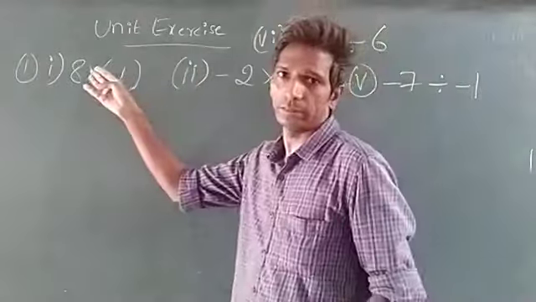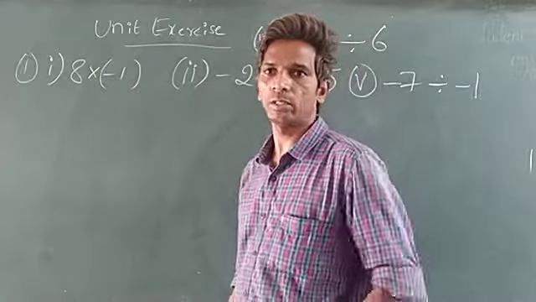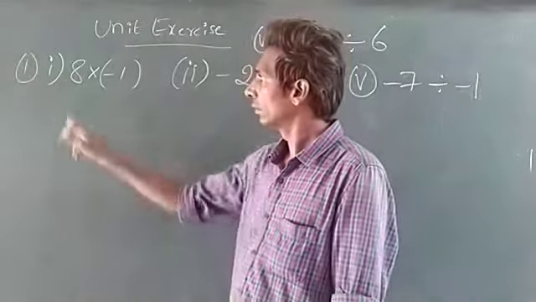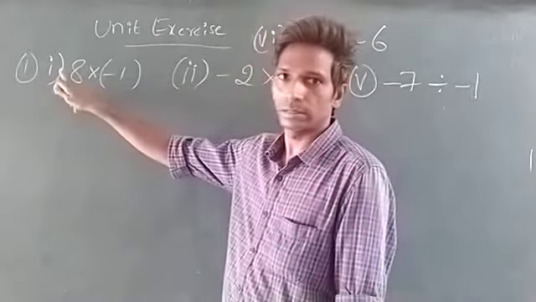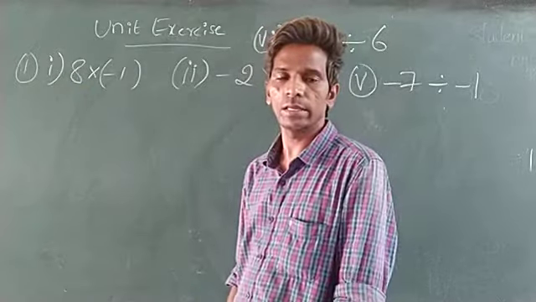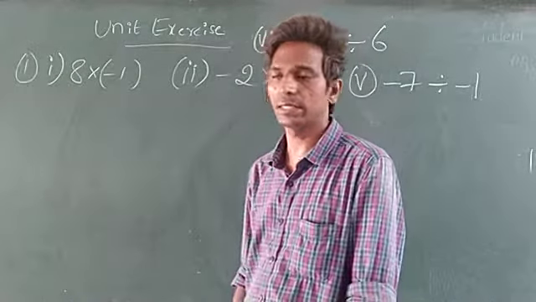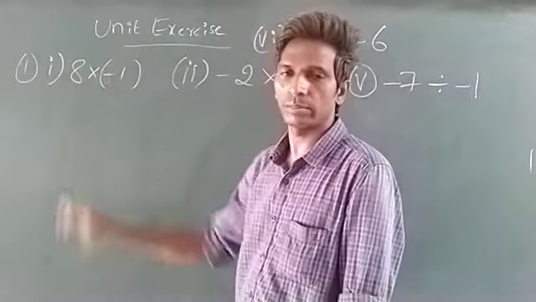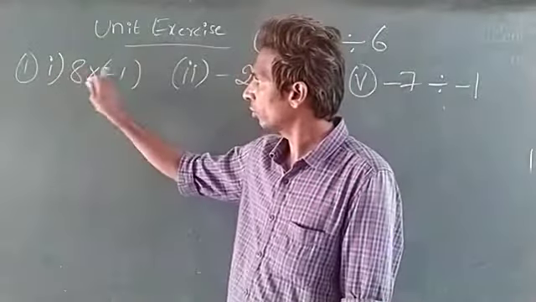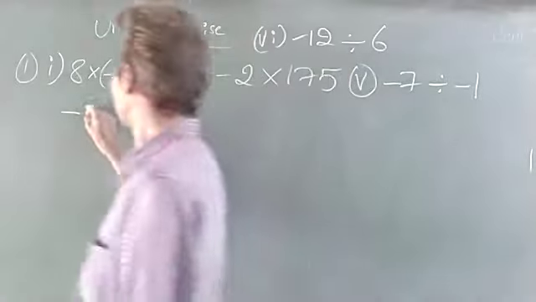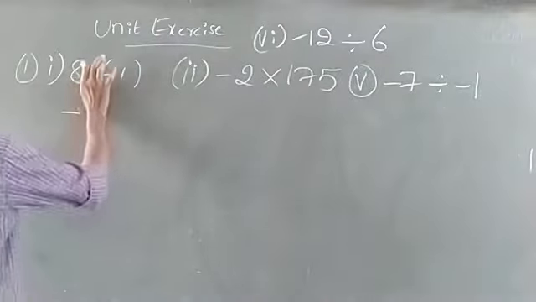You want to do the product 8 into minus 1. So 8 having the sign plus. So plus into minus means minus. 8 ones are 8.